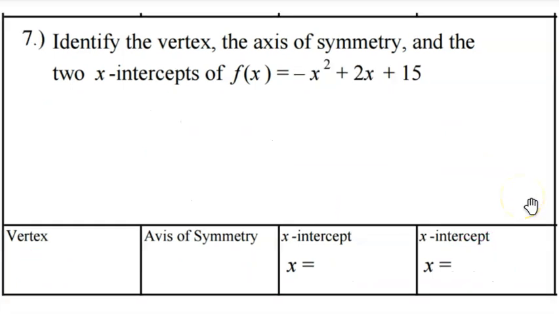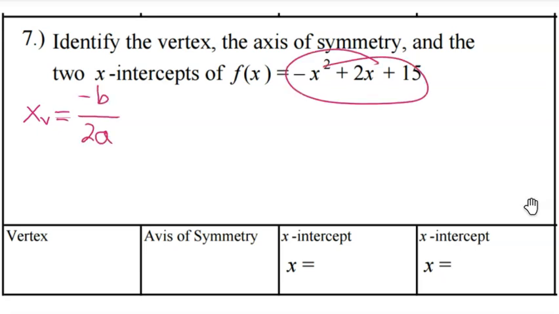All right, now we're going to identify the same things, the vertex, the axis of symmetry, and both x-intercepts. So it says identify the vertex, the axis of symmetry, and the two x-intercepts. But this is not in vertex form, this is in standard form. And so to find the vertex, we're going to have to identify the x value of the vertex. And the x value of the vertex in standard form is equal to negative b over 2a.